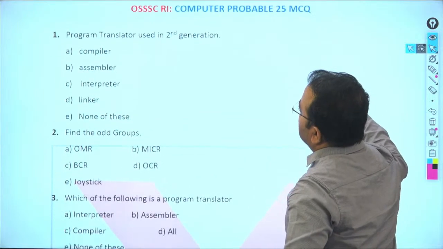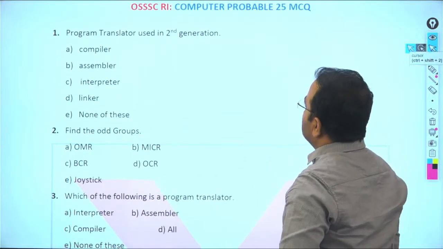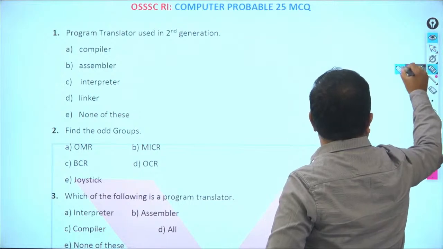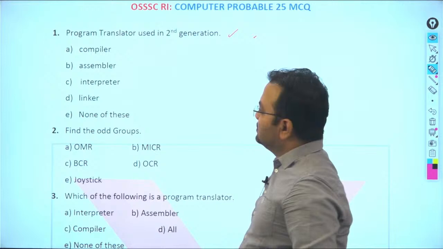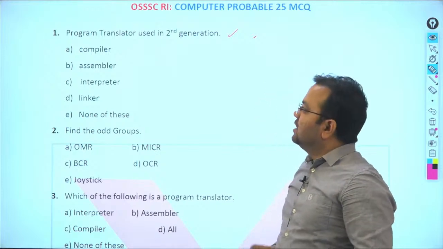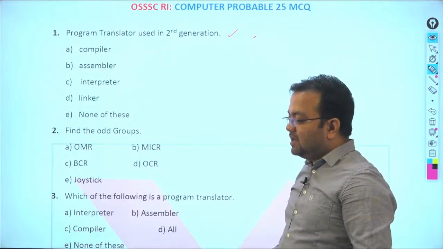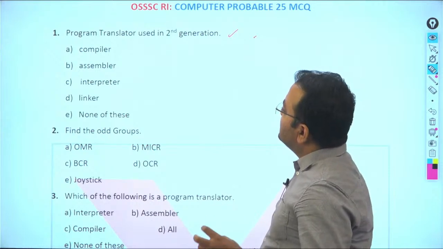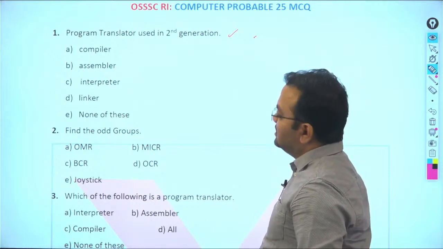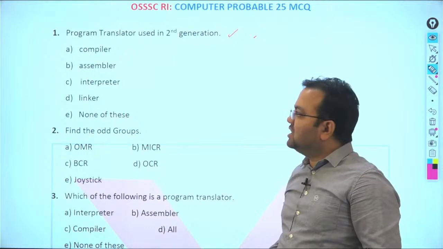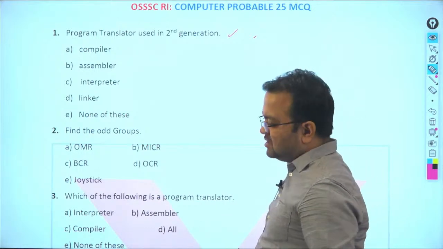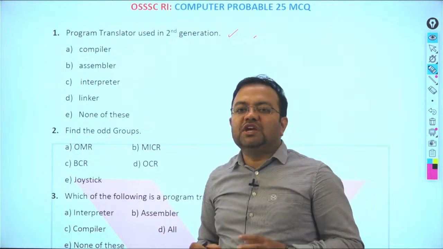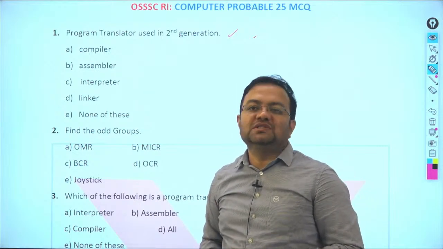So in OSSSC RI computer probable based 25 questions, let's go for the first question. So students, see here. In question number 1, it has asked: program translator used in which generation. I am repeating again, program translator used in second generation. That means it has asked which type of program translator was used in second generation.